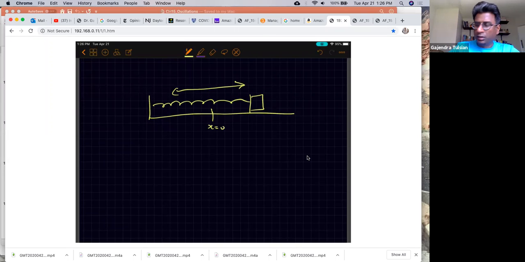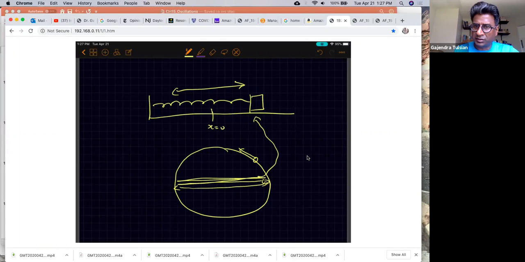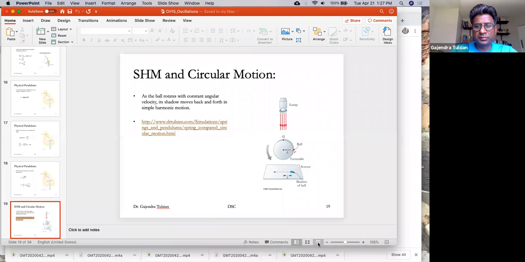Now it turns out that if an object is going at constant velocity around a circle, and you take the projection of this motion along the equator, this projection will execute a simple harmonic motion just like that mass attached to the spring. So for instance, let me show you that simulation.